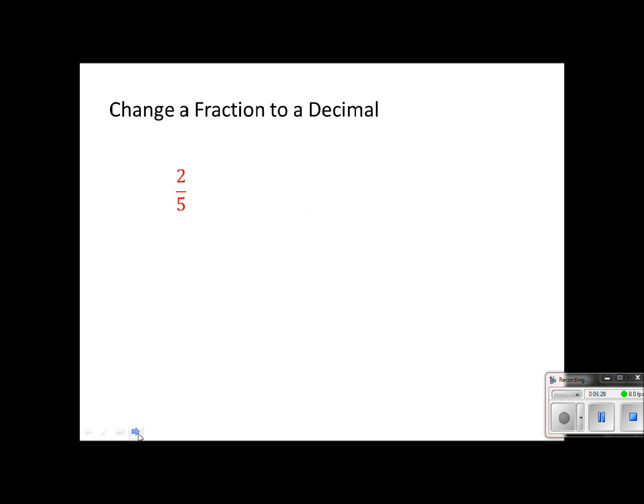All right, let's go to the next one. This is the hardest. We're going to change a fraction to a decimal. And we did this a couple chapters ago.